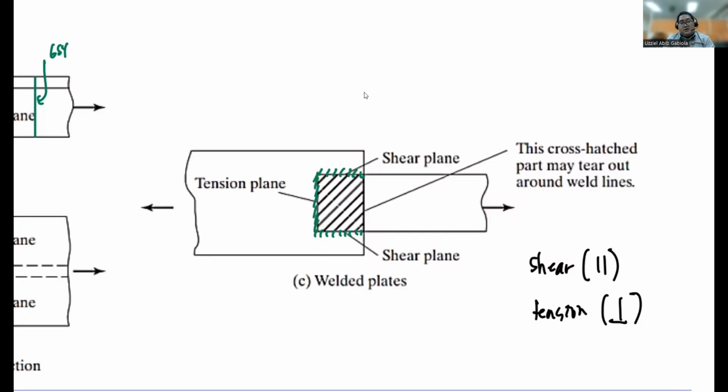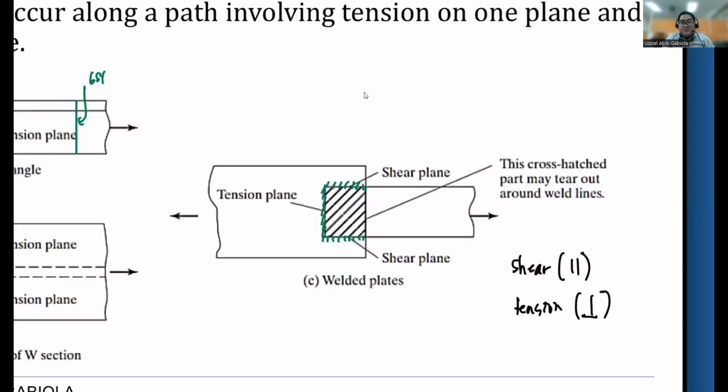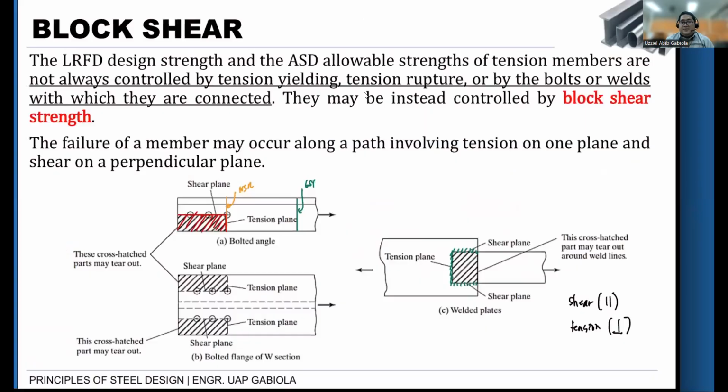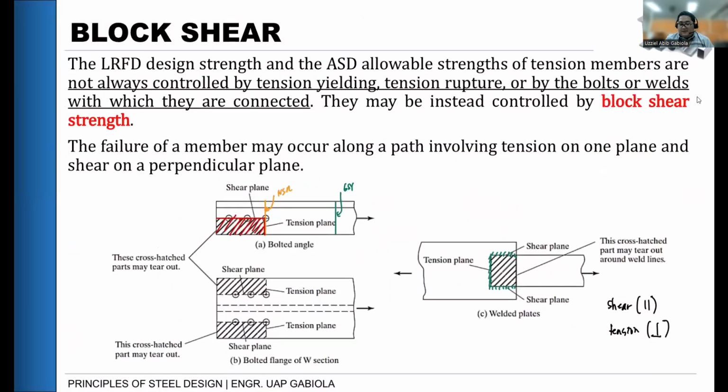To satisfy block shear, there must be a combination of shear and tension. It cannot be shear alone. It should be a combination of shear and tension. That is where block shear failure comes in. So that is our block shear failure.